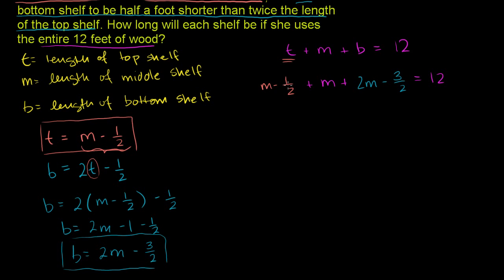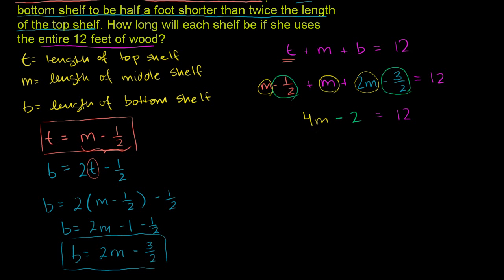All we did is substitute for t. We wrote t in terms of m, and we wrote b in terms of m. Now let's combine the m terms and the constant terms. So if we have 1m here, we have another m there, and then we have a 2m there. They're all positive. So 1 plus 1 plus 2 is 4m. And then what do our constant terms tell us? We have a negative 1/2, and then we have a negative 3/2. So negative 1/2 minus 3/2, that is negative 4/2, or negative 2. So we have 4m minus 2, and of course we still have that equals 12.